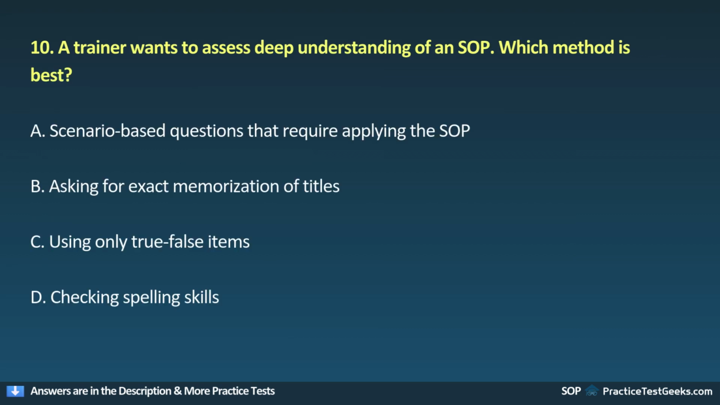10. A trainer wants to assess deep understanding of an SOP. Which method is best? A. Scenario-based questions that require applying the SOP. B. Asking for exact memorization of titles. C. Using only true-false items. D. Checking spelling skills.